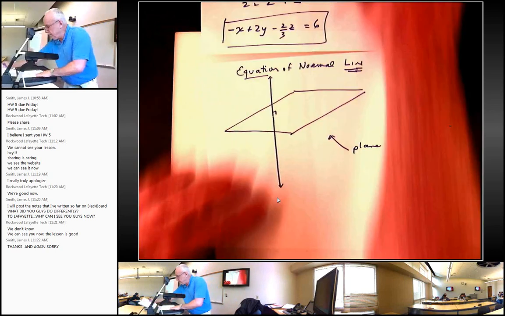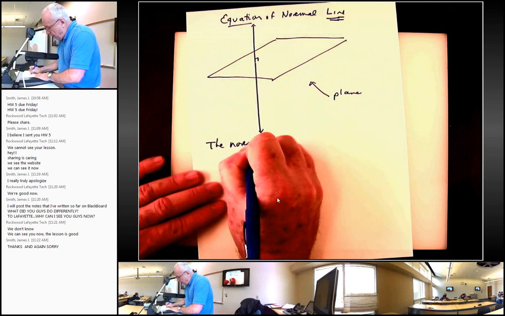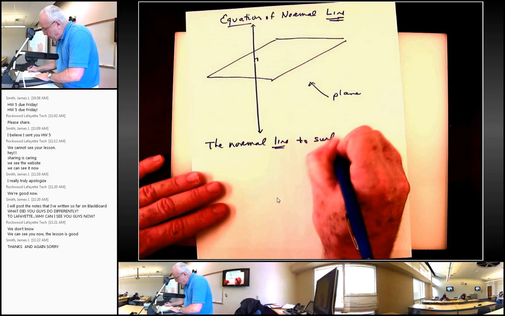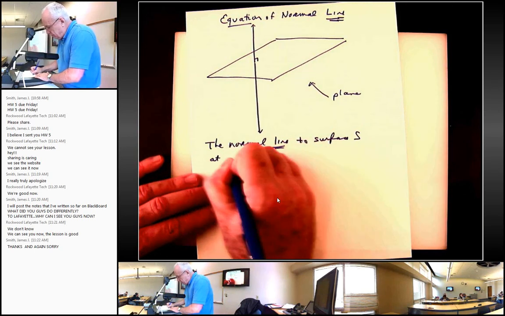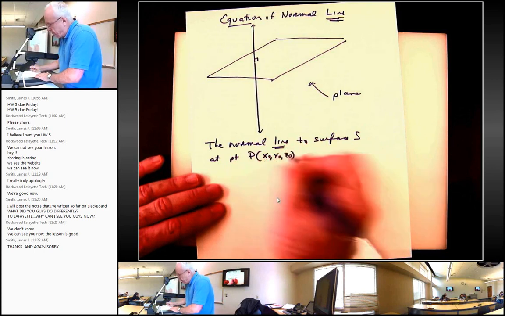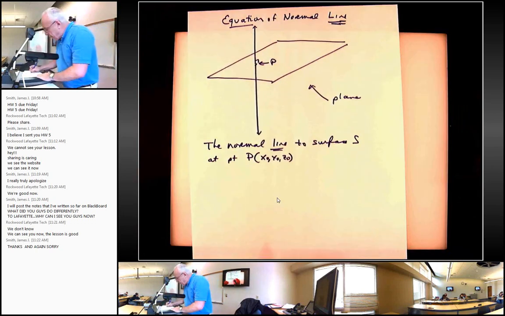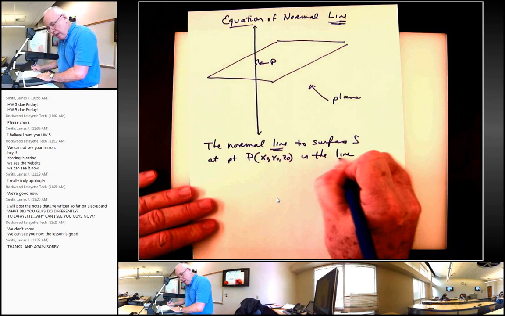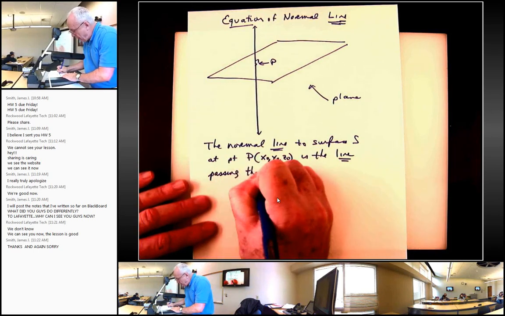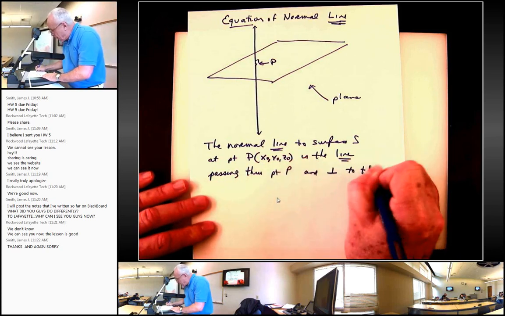Okay, so let me just put that in English. The normal line to the surface S at point P, x naught, y naught, z naught. So say this is point P right there, is the line passing through P, point P, and perpendicular to the tangent plane.